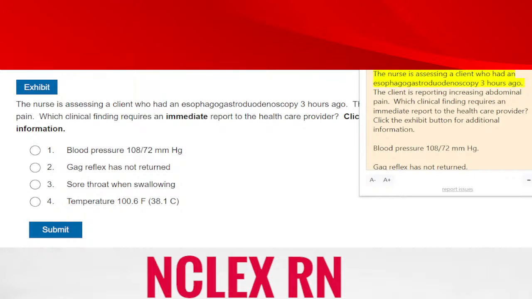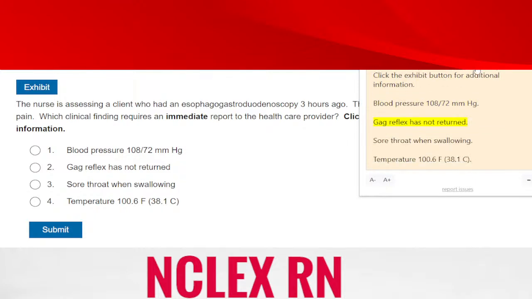Exhibit. The nurse is assessing a client who had an esophagogastroduodenoscopy 3 hours ago. The client is reporting increasing abdominal pain. Which clinical finding requires an immediate report to the healthcare provider? Click the exhibit button for additional information. Blood pressure 108/72 mm Hg. Gag reflex has not returned. Sore throat when swallowing. Temperature 100.6 F (38.1 C).